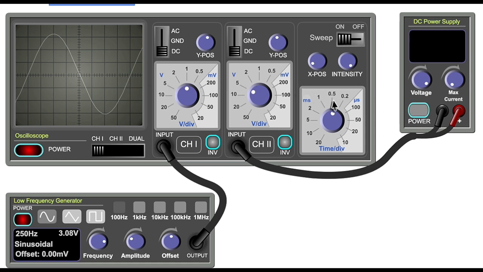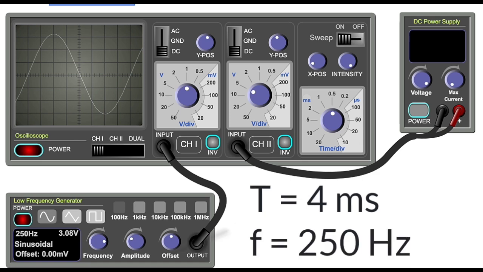And our time base is set to 0.5 milliseconds per division. So 8 multiplied by 0.5 is 4. 4 milliseconds is the time period of our signal. And if we want to work out the frequency, we can do 1 divided by 4 milliseconds, and that will give us a frequency of 250 hertz, which agrees with the frequency of our signal generator here.